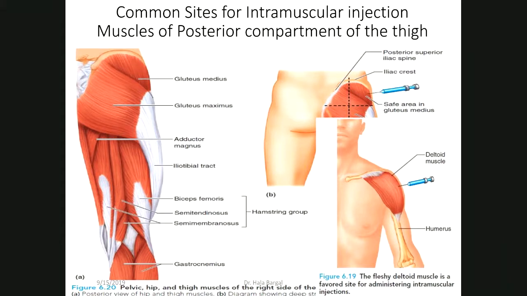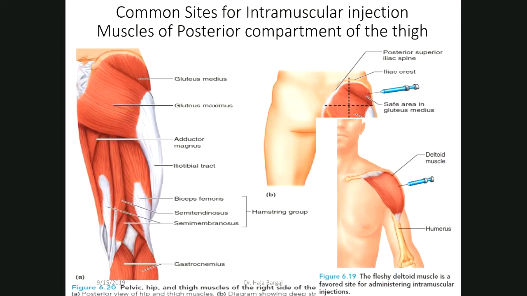Let us give some medical information about the most common sites for intramuscular injection. In the upper limb, the most common site for intramuscular injection is the deltoid muscle, right? In adults, we can give intramuscular injection in the deltoid muscle. And also for adults, we can give injection in the gluteal region. We divide it into four quadrants and give the injection in the upper outer quadrant, which is the gluteus medius.